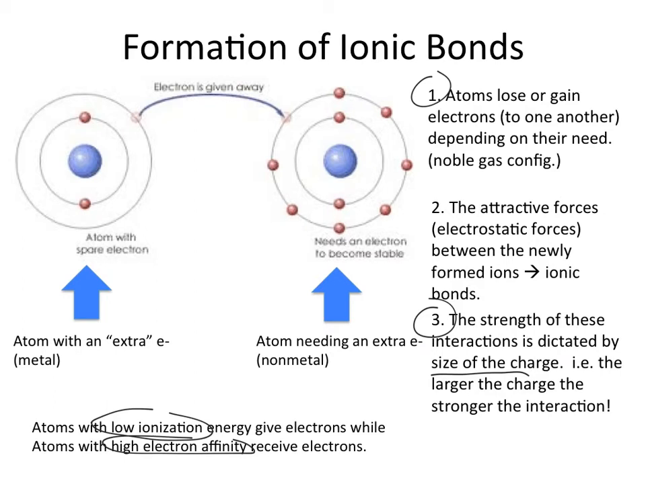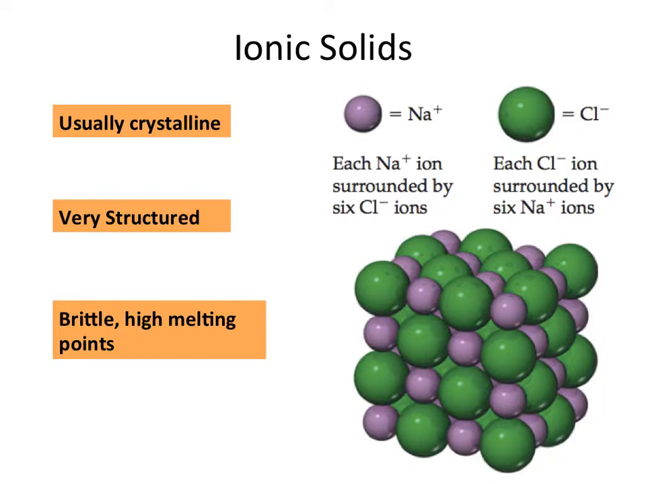Now, in order for it to give away electrons, it needs to have a low ionization energy. That needs to be an easy process. And elements that want electrons in order to have their octet need to have high electron affinities in order to facilitate that type of transfer. Ionic compounds are typically crystalline and very, very structured. If you look at the diagram here, the sodium chloride lattice structure, you'll notice that you have a repeating set of ions. You have chloride, sodium, and this continues all the way down through and across the solid.